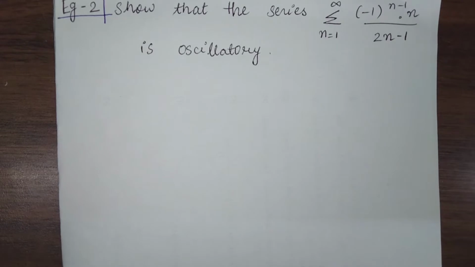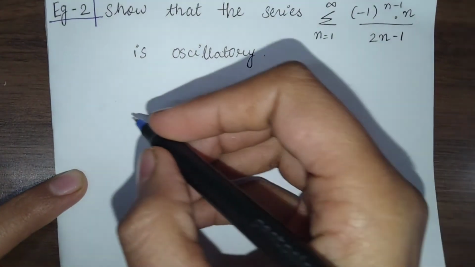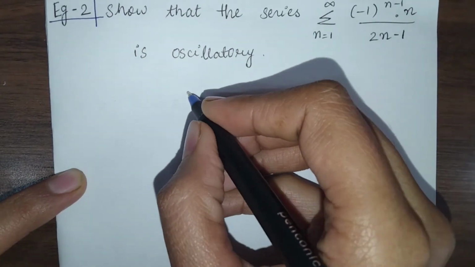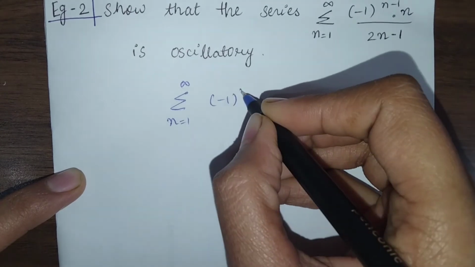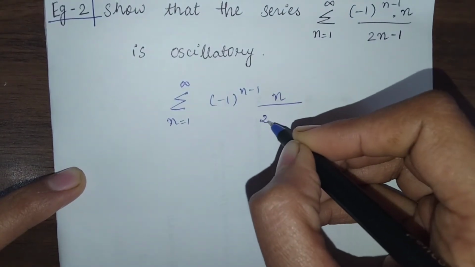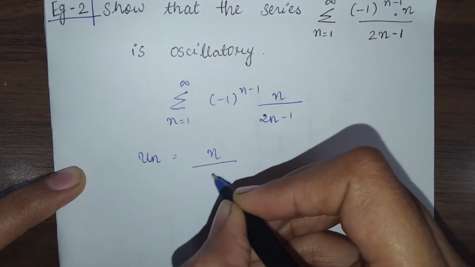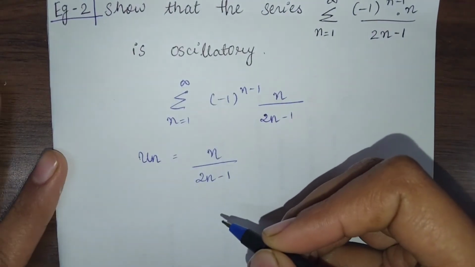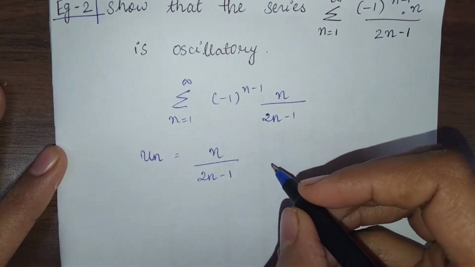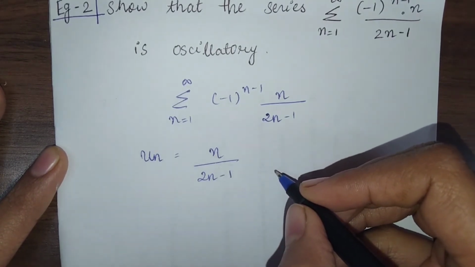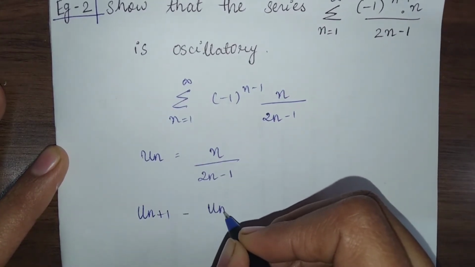Oscillatory. Now let us check it. First of all, we will write that the given series is in the form of summation. It is already given in this form, so this is our un. We directly write un equal to n by 2n minus 1. Now we have to compare with the un plus 1 form, so we can compare it like this: un plus 1 minus un.